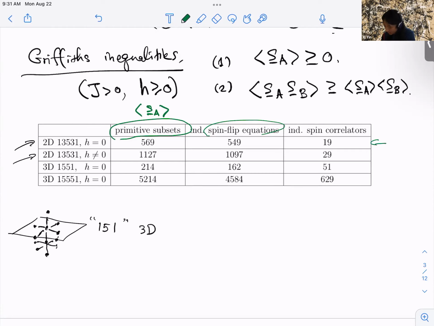So in the case, for example, of the 2D 13531 diamond region, we end up with only 19 independent spin correlators after taking account of these Schwinger-Dyson equations.